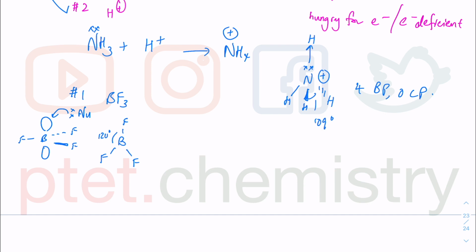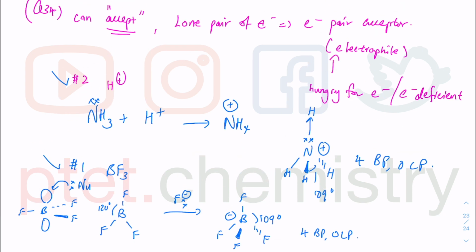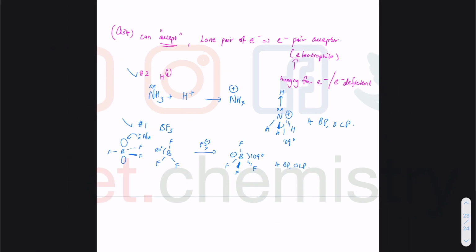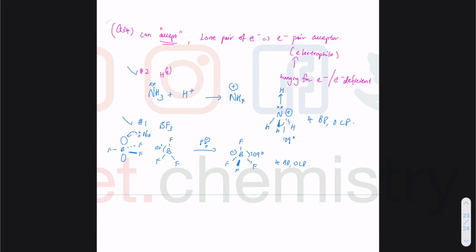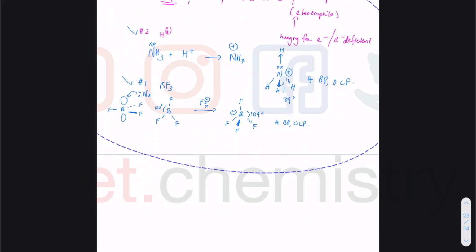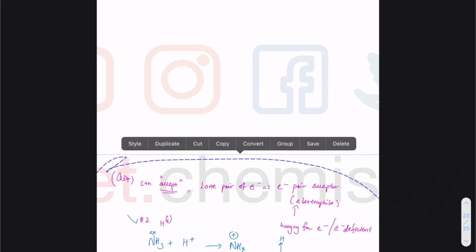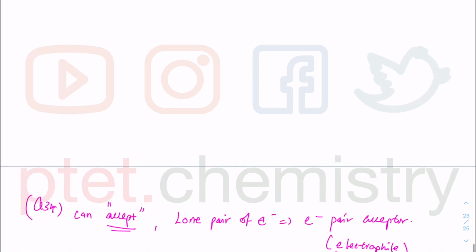So what you could do is, for example, if you have F minus, then you could have BFFFF, and now it becomes 109 degrees with a negative charge, because now you have 4 bond pairs and 0 lone pairs. Tetrahedral geometry again, so 1 is also correct. I should have probably moved it onto a new part of the page so that I wouldn't run out of space. So there you go, and I'll just put this up again.